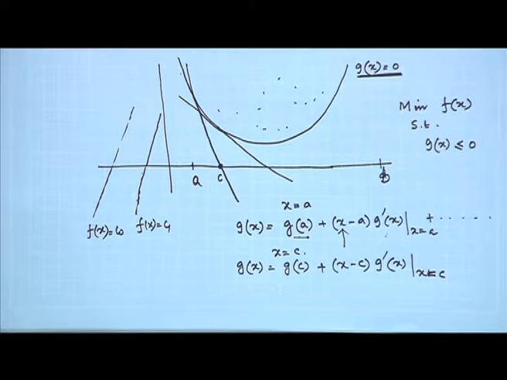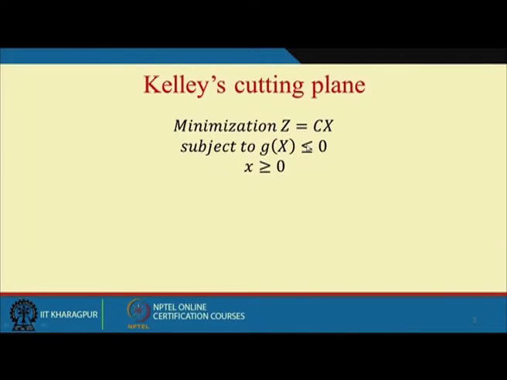But where to stop and everything I will discuss in the next, where we will deal with the optimization problem with several variables together, and we will apply Taylor series for 2 variables, 3 variables, etc. Let me consider the minimization of z equal to cx subject to g(x) less than or equal to 0. Now, there is a restriction for this method, which is called the Cayley cutting plane method. The restriction is that the objective function must be linear in nature. It has been said. Okay.